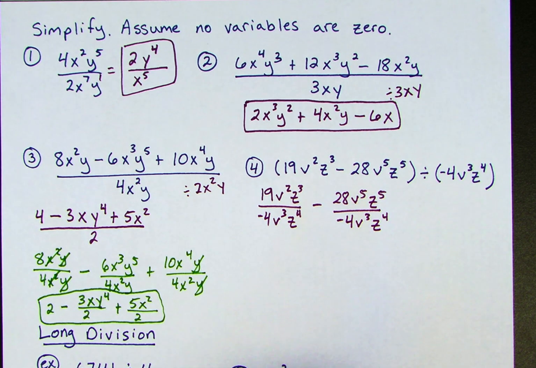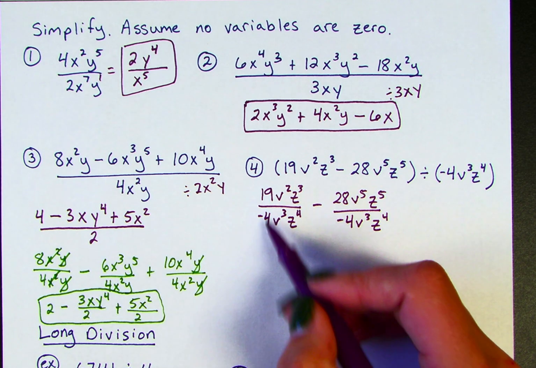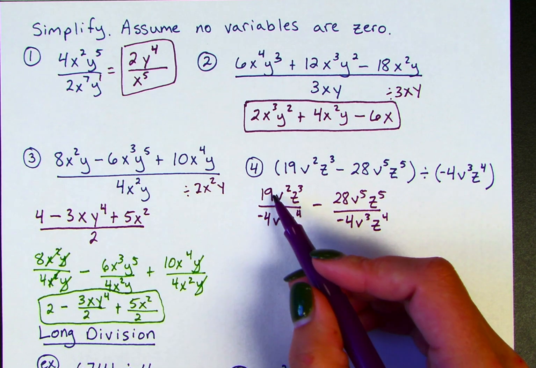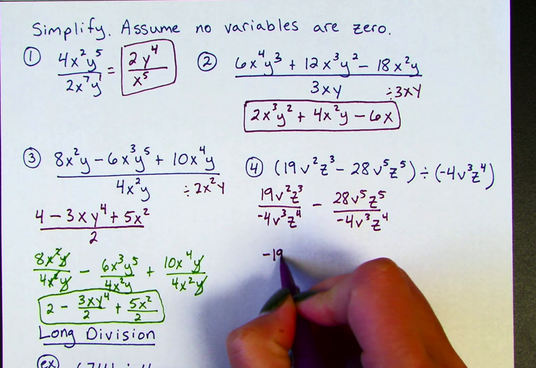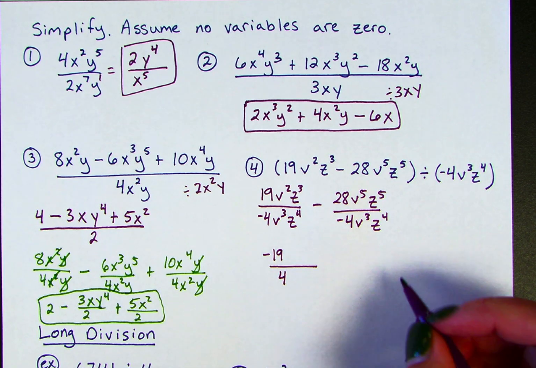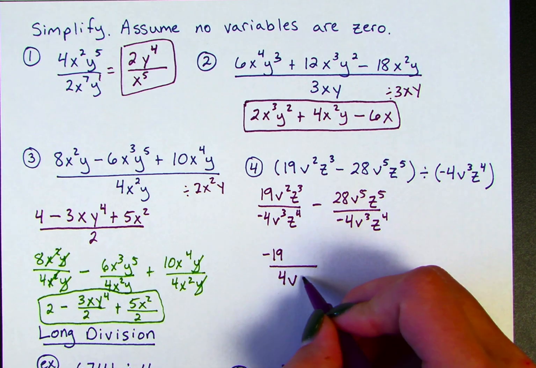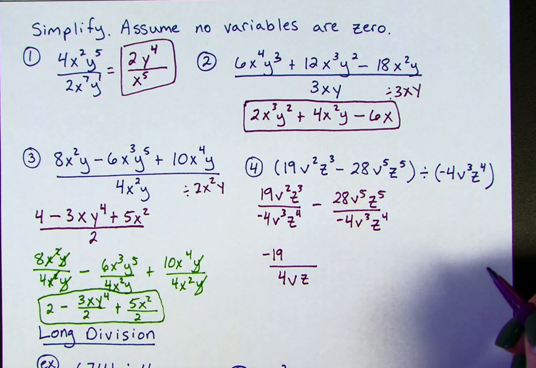So remember, if I have a negative in the denominator, we need to divide both of these numbers by negative 1. That means this will become a negative 19 in the numerator and a positive 4 in the denominator. And then I will have a 1v in the denominator and 1z in the denominator.